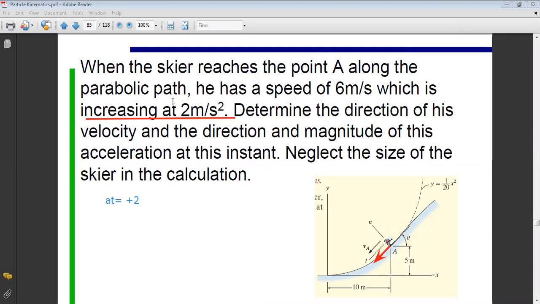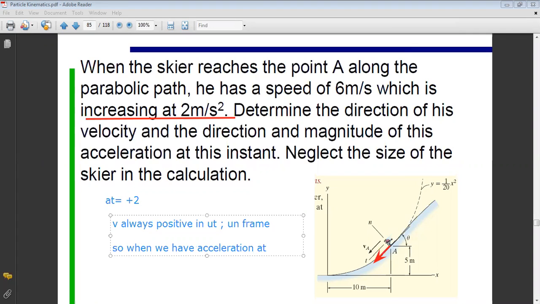Okay, so since V is always positive in the UT-UN frame, this is why when they say velocity increases, so when we have acceleration, what is the condition we said before for acceleration? That AT times V should be positive. But since here V is always positive, the condition for acceleration here is that AT should be positive.